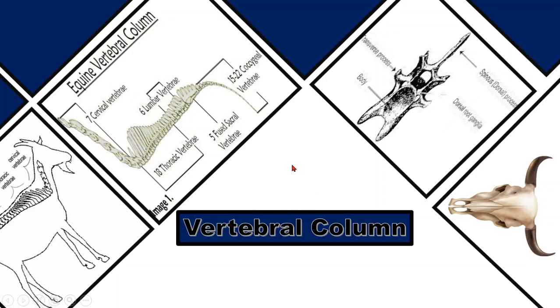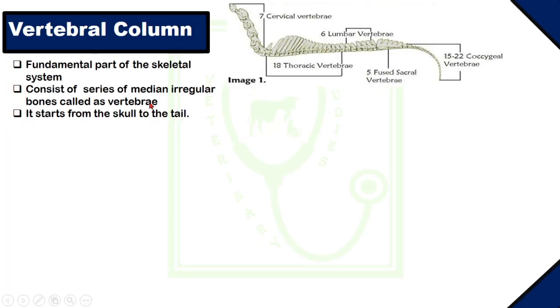Now, vertebral column. Vertebral column is the fundamental part of the skeletal system of a vertebrate animal. Vertebrate animals are those animals which have a vertebral column. Vertebral column consists of a series of median irregular bones called vertebrae. Vertebral column starts from the base of the skull to the tail of the animal.